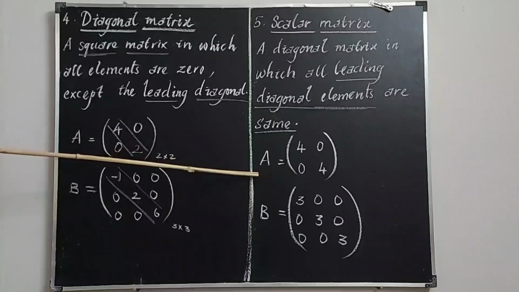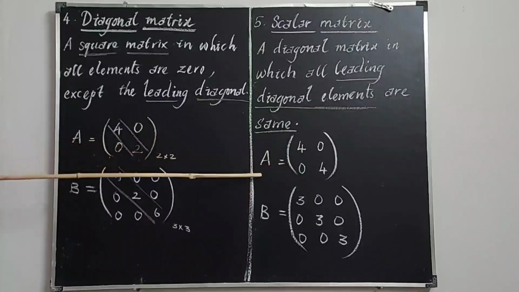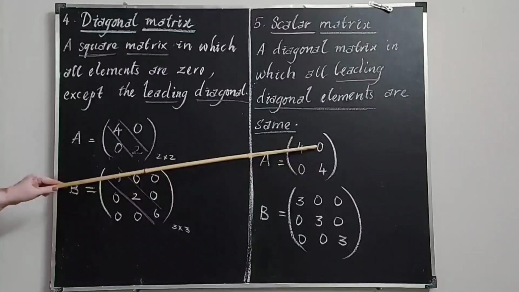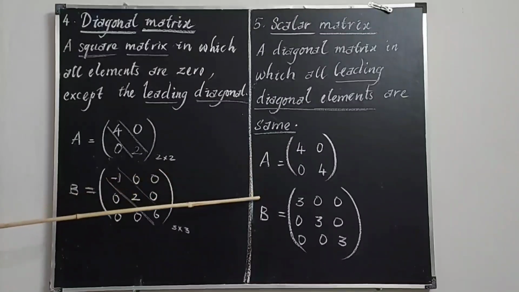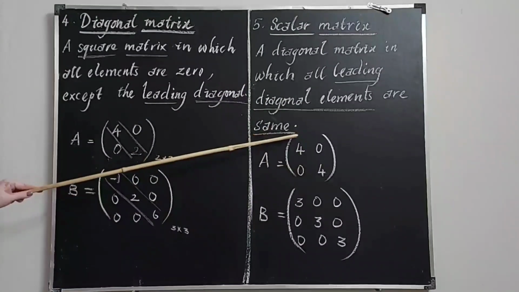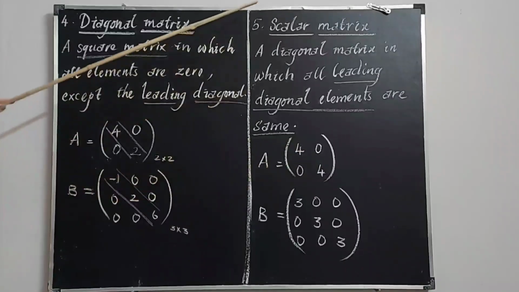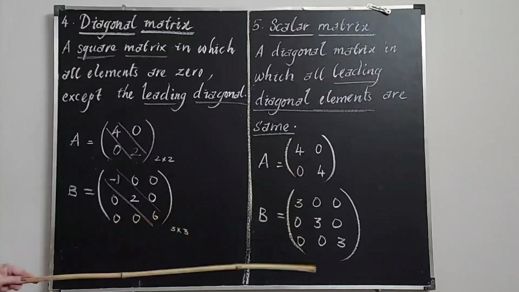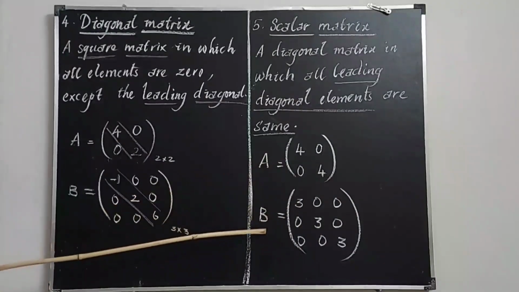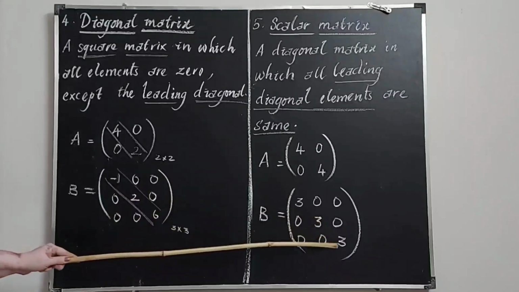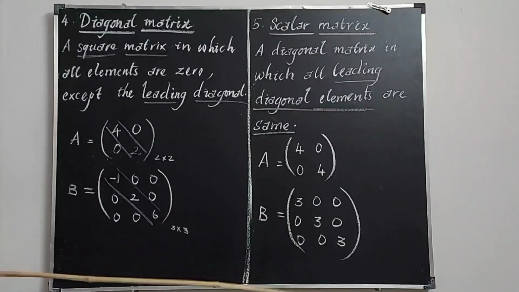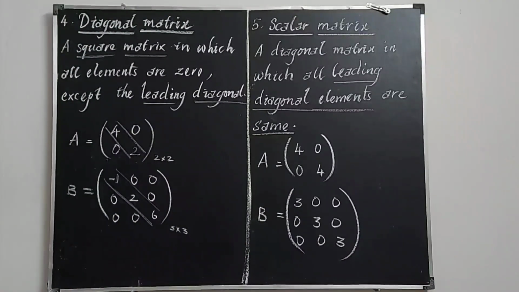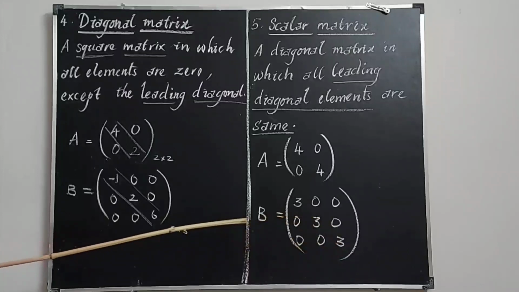Here A. What's the order of A? 2 rows, 2 columns. So basically it is a square matrix. But it has elements only in the leading diagonal, others are 0. Therefore, next step it is a diagonal matrix. But the leading diagonal entries are same. What's the number? 4. Therefore, it is a scalar matrix. Now look at B. What's the order of B? 3 by 3 order. 3 rows, 3 columns. So it is a square matrix. But it has elements only in the leading diagonal. Other entries are 0. Therefore, it becomes a diagonal matrix. But as the entries along the leading diagonal are same, 3 is the scalar here. It is known as a scalar matrix.